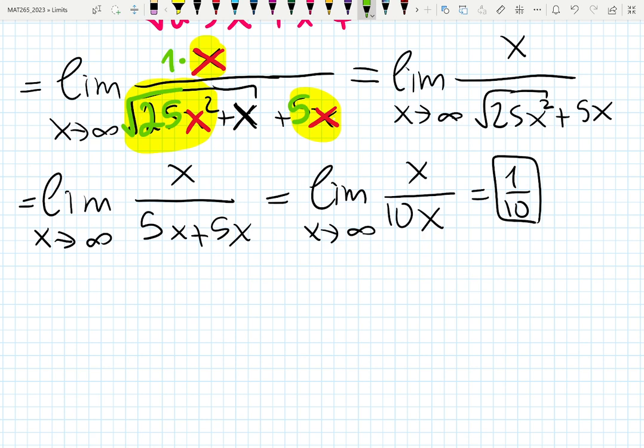Isn't that cool? Yes. Can you please explain again why you left x and chose 5x? Yeah, so x, I left this guy because it's a square root of x. Since it's inside of the square root, it's slower than others.